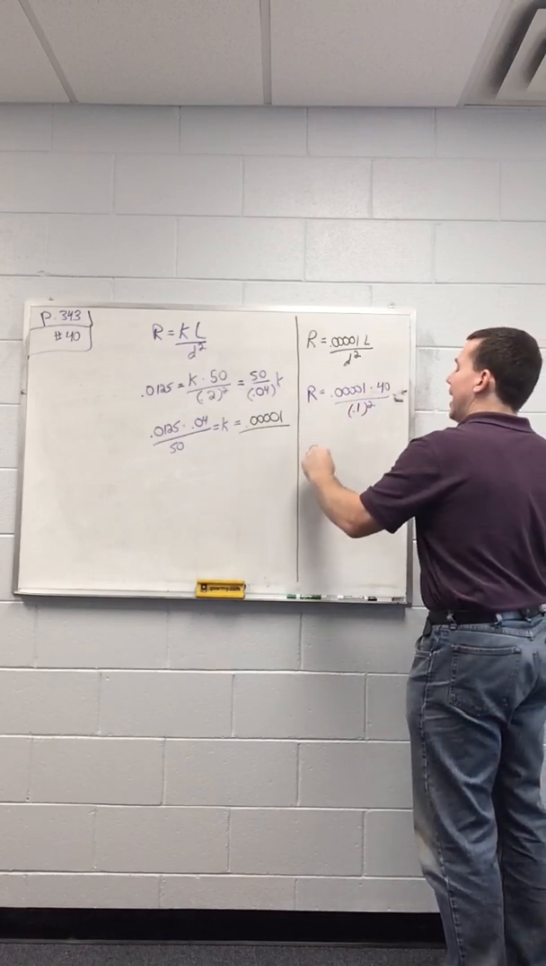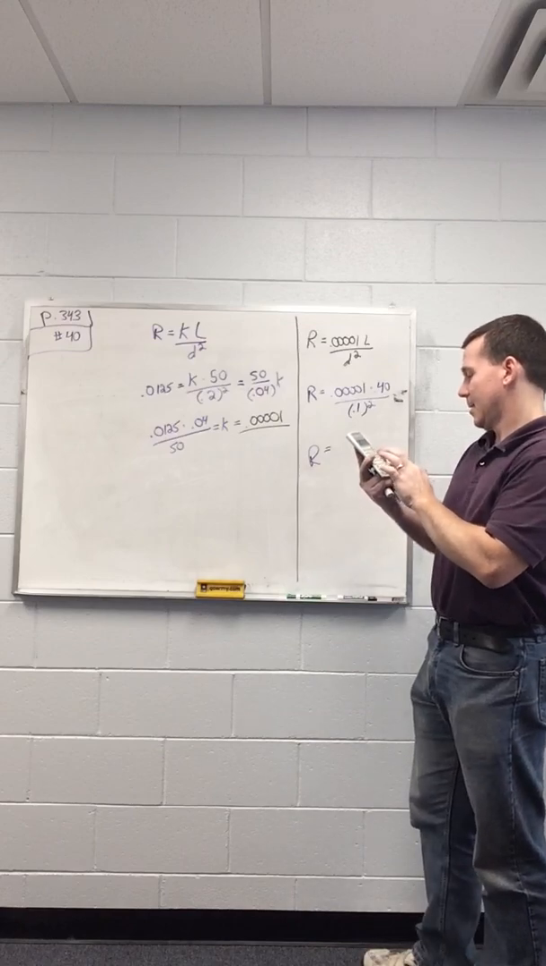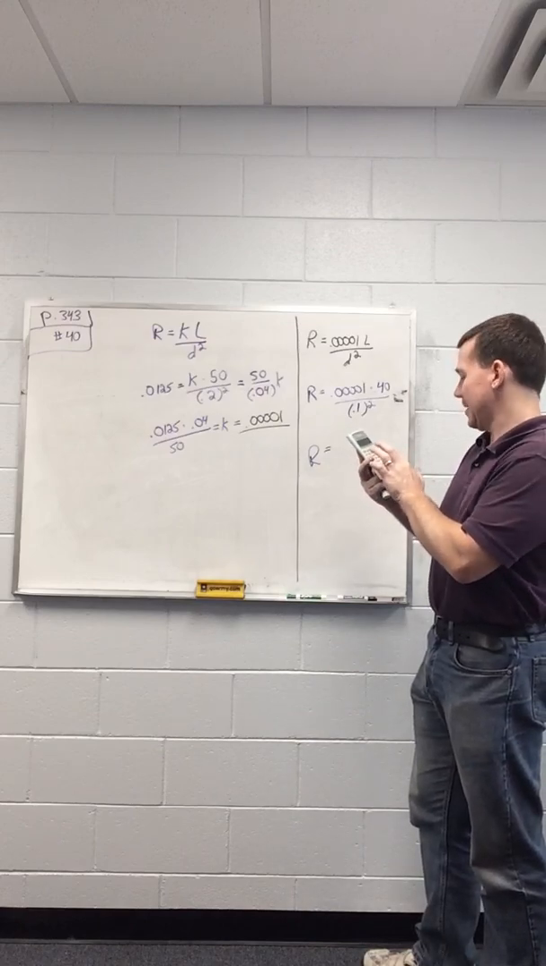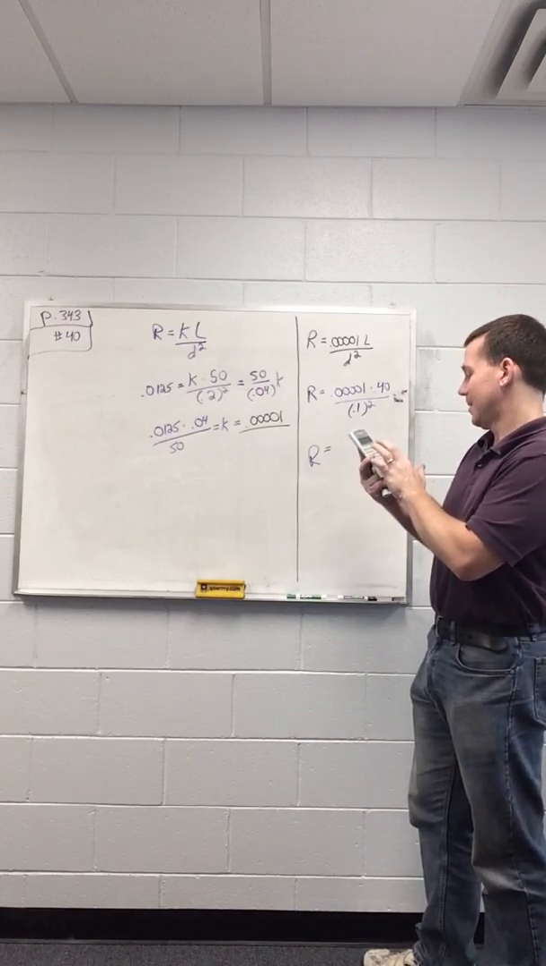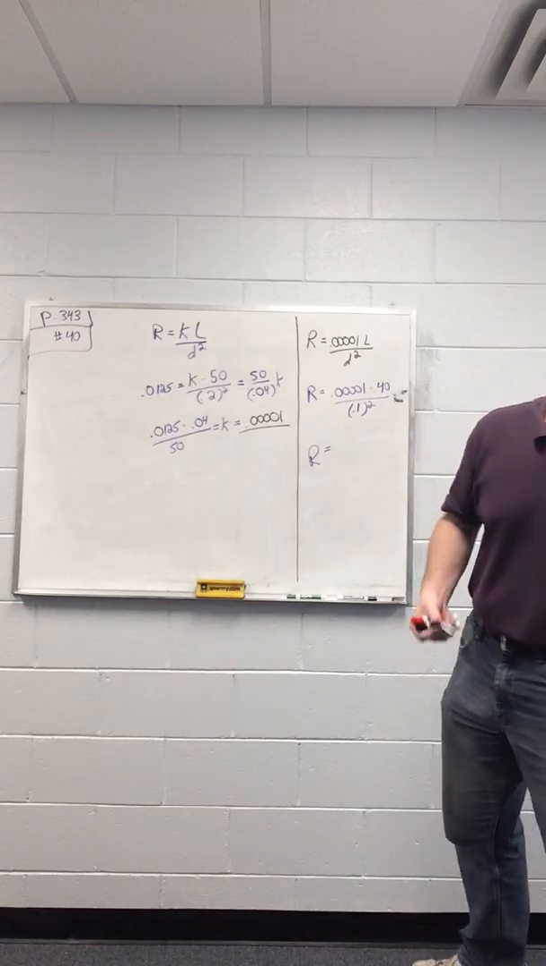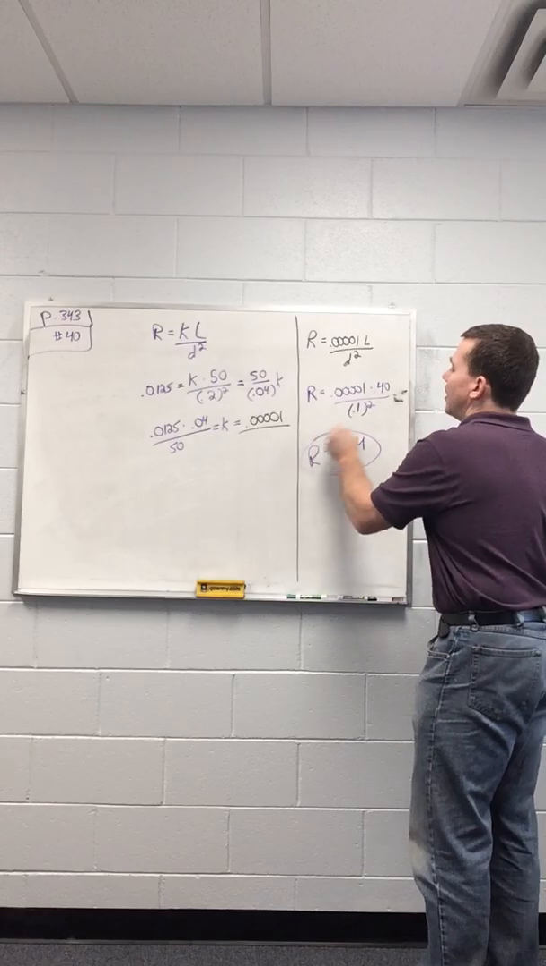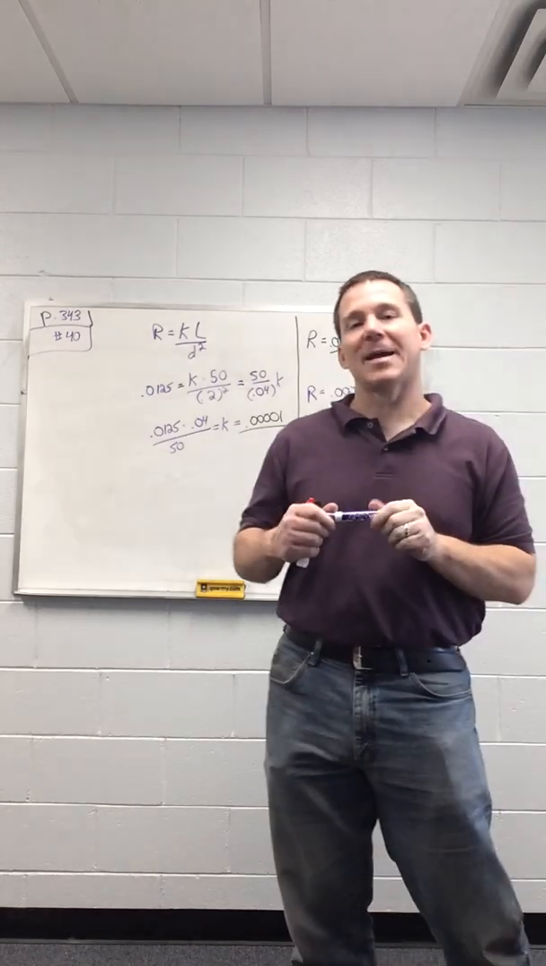And again, I just plug into my calculator. So I get that times 40 divided by 0.1 squared. 0.04. And there we go. Nice and straightforward and direct.